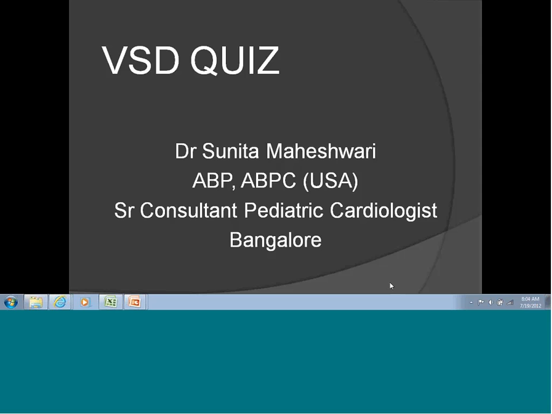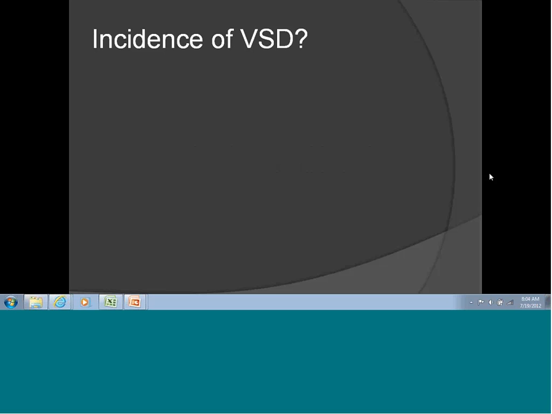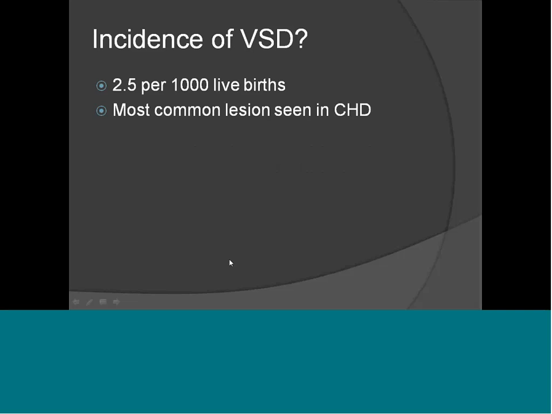So first question is, what is the incidence of a VSD? What is the percentage of babies born who will have a VSD? This is Morton Adams' figure. Well, 1% have some kind of congenital heart disease, right? So the incidence of VSD is around 2.5 per 1,000 live births. That actually makes it the most common lesion seen in CHD if you exclude a bicuspid aortic valve.